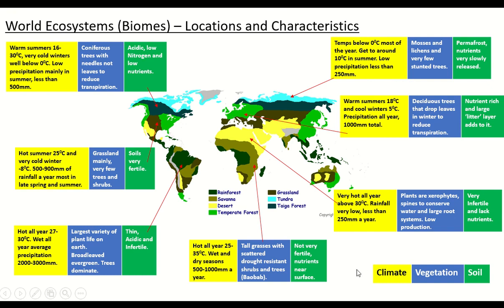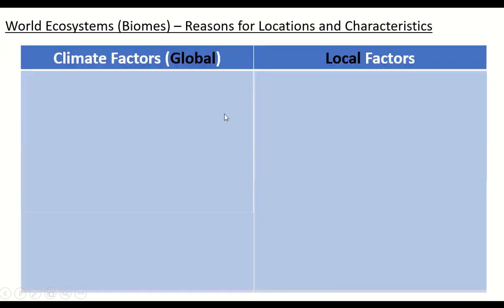in globally. Okay. So another thing that we've got to cover with regards to biomes is the reason why they are located where they are located and the reason for their characteristics. So this ties in quite nicely with the other topics from paper 1, specifically the weather hazards and climate change topic. So looking at climate factors, these are global reasons why you'd find the tundra where you find the tundra and the rainforest where you find the rainforest.